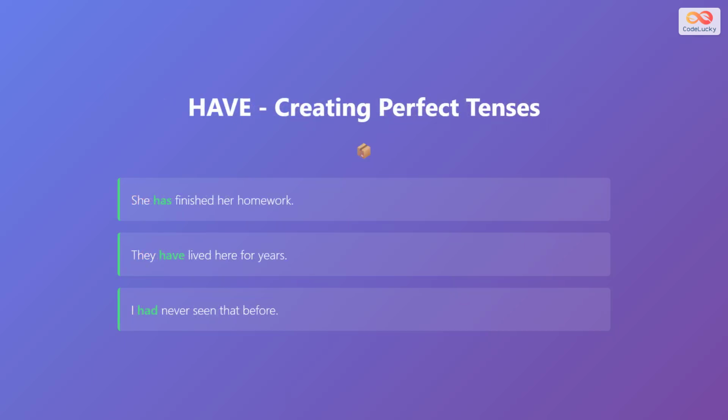The helping verb have is used to create perfect tenses. For example, she has finished her homework uses has with the past participle finished. Another example is they have lived here for years, showing an action that started in the past and continues to the present. The third example is I had never seen that before, where had is the helping verb. The pattern is always have plus the past participle form of the main verb.